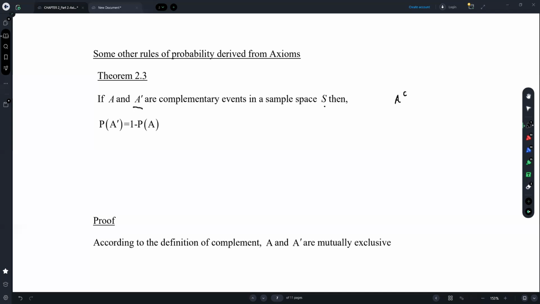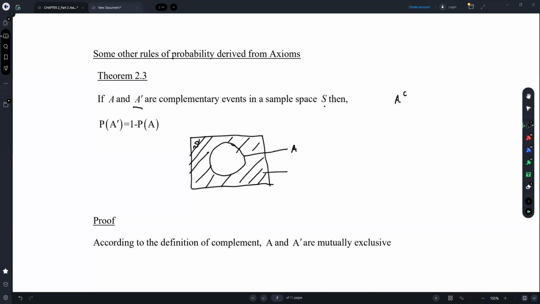Now, how do you prove this one? Let's try to draw the Venn diagram and try to prove it. It's not hard when you draw the diagram. So here's our sample space, and here's my event A, right? And where's not A? That is everything outside the circle A, but in the sample space. So this outside of the circle, that is our A's complement or A prime. Okay. So what is the complement? All the elements that belong to S but not in A, right?